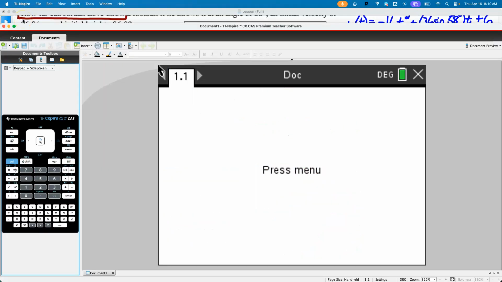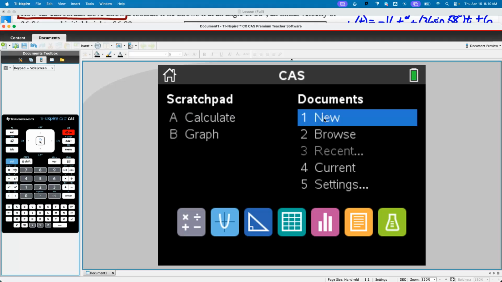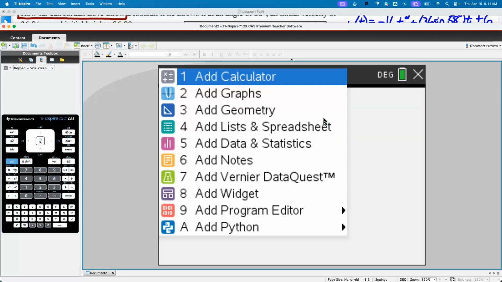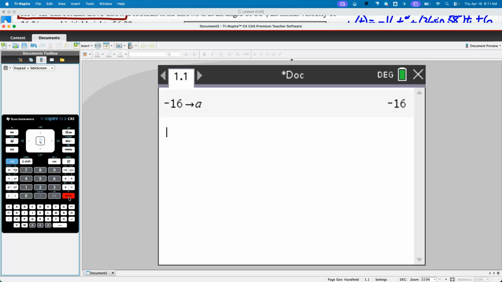All right, so when we turn our calculators on and we get to a new document, now I'm going to choose calculator because that's what I'm doing. We're not using the grapher, we're using the calculator this time. And what we're going to do is store things as A, B, and C. So I want negative 16 stored as A, and you have to hit enter. And then A is now locked in at negative 16.